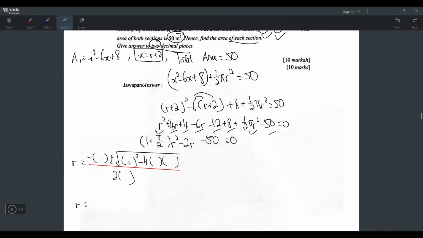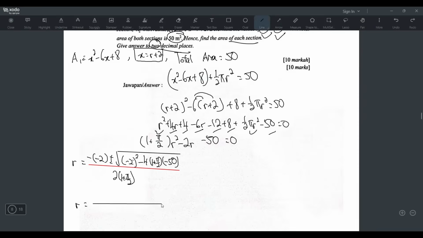So in this bracket, you have to put in the b. The b is the number before r. So negative 2, negative 2. And then in this bracket, you put in the a, which is 1 plus pi over 2. This one also 1 plus pi over 2. And then here will be the c, which is negative 50. All right, so now I will draw a line. Let's do the bottom first.